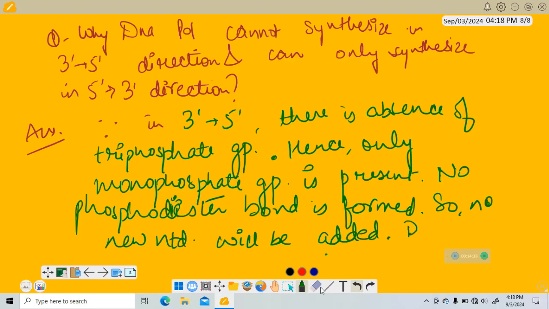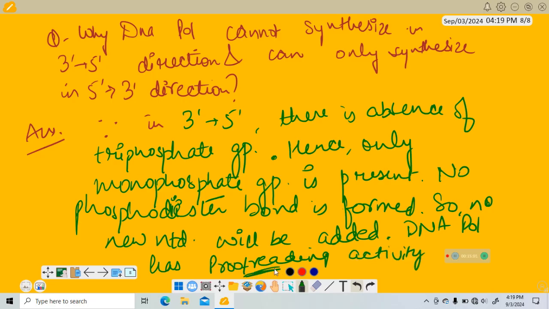Now why DNA polymerase, here we'll write, DNA polymerase has proofreading activity. This word is a must.